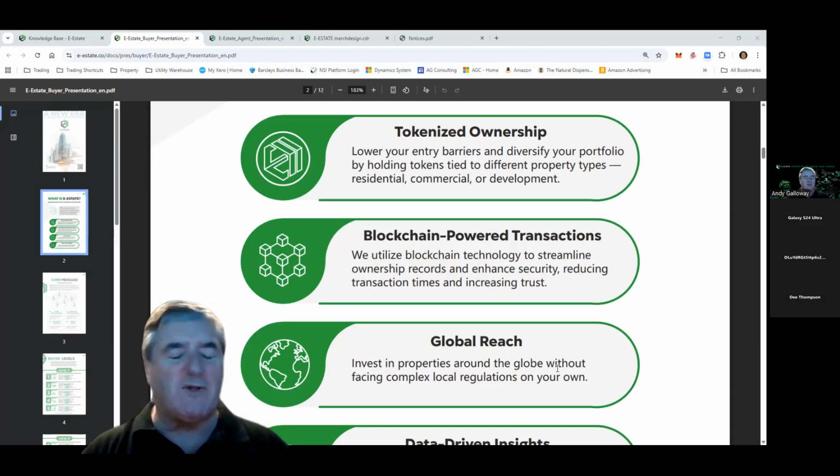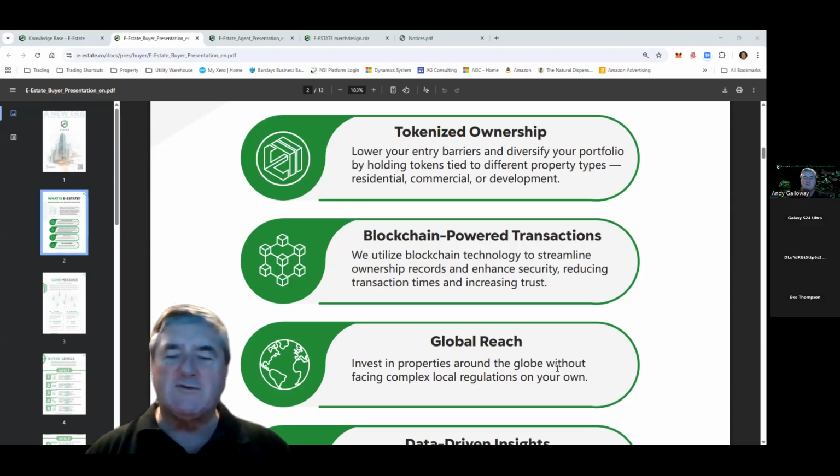So that once they've set the value of a property in tokens, that price is set, and the tokens are backed by the real estate that has been tokenized. So it's a perfectly secure token, and it equates very, very nicely to dollars in terms of value. So that's tokenized ownership. We also have everything fully available on the blockchain.